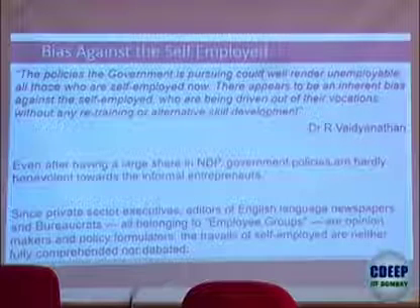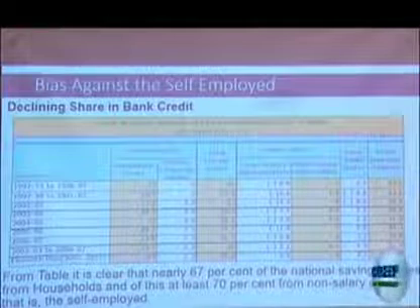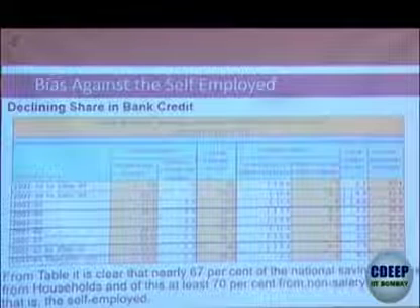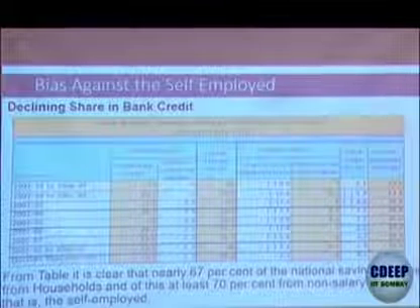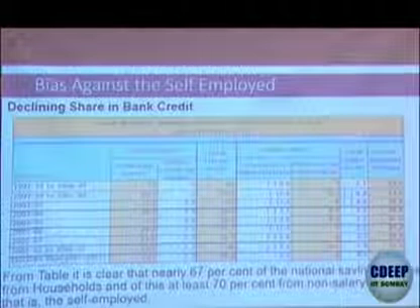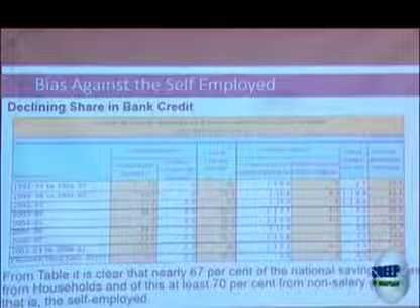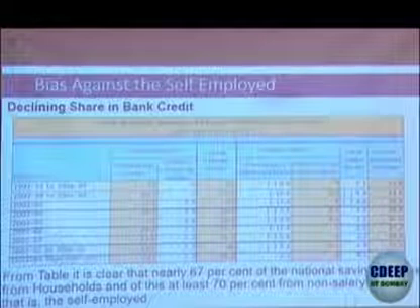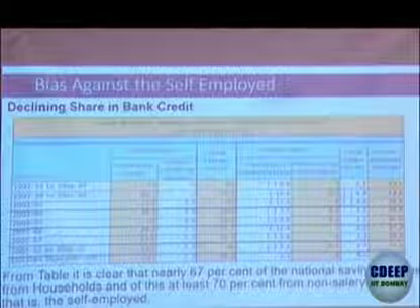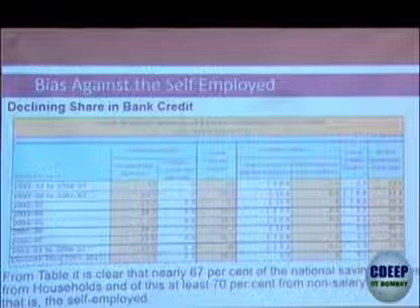They are not really thinking about the self-employed sector. So we can see from the data the gross domestic saving by private and public sector. In this data, the unorganized sector is under the household sector. We can easily see from the table that the household sector consists of around 67% of the total gross domestic saving. And in that also, the unorganized sector consists of 70% of the household sector. Also, from the table, we can see that it's decreasing year on year.